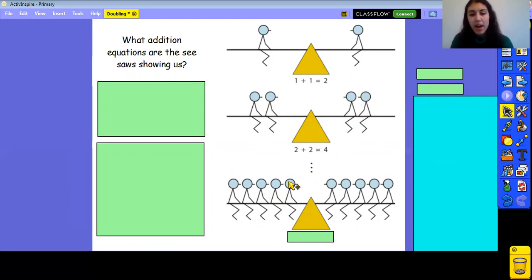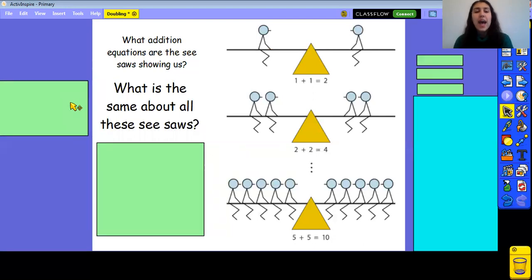And then on this part, I've got 5. On this part, I've got 5. And 5 plus 5 equals my whole, which is 10. 5 plus 5 equals 10. Lovely. So now that we've done that, I want you to pause the video again and have a think about what is the same between all of these seesaws. What do you notice is the same about all of them?